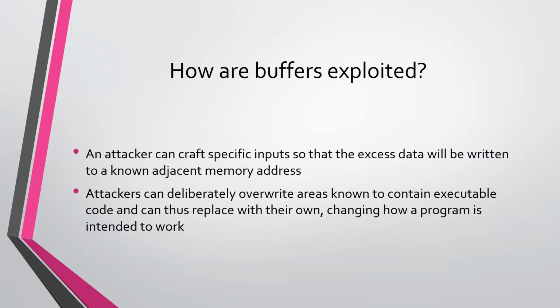So how are buffers exploited? An attacker can deliberately feed specific inputs to try and overwrite known adjacent memory addresses in order to achieve a predetermined result, usually resulting in the attacker gaining a higher level of control over the program. Known areas that contain executable code can also be manipulated in a way so that an attacker's own code can be pointed to and trigger, giving the attacker their specified result.